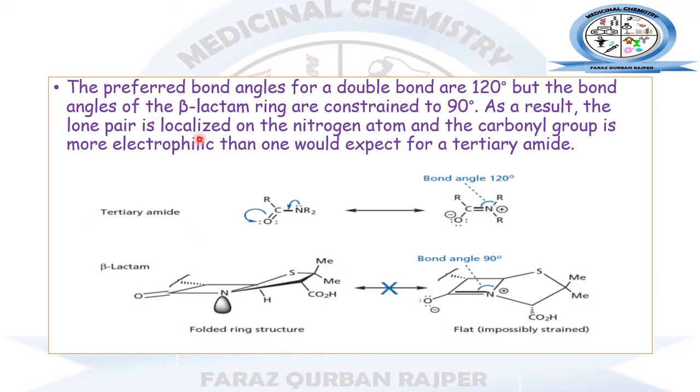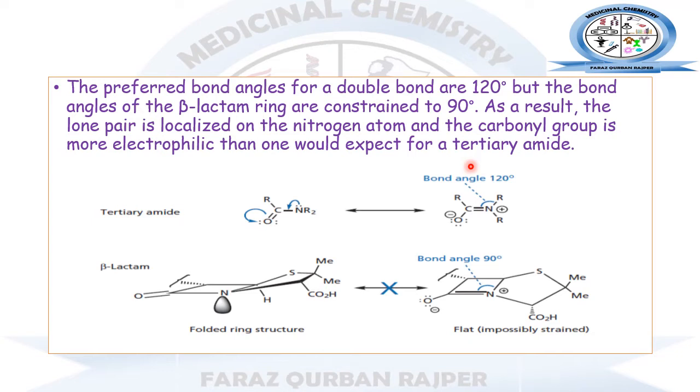Like over here it is mentioned that the preferred bond angle for the double bond is 120 degrees. This is for the tertiary amide, clear. But the bond angle for the beta-lactam ring is constrained to 90 degrees. As a result, the lone pair is localized onto the nitrogen atom, and the carbonyl carbon is more electrophilic than we would expect from the tertiary amide.